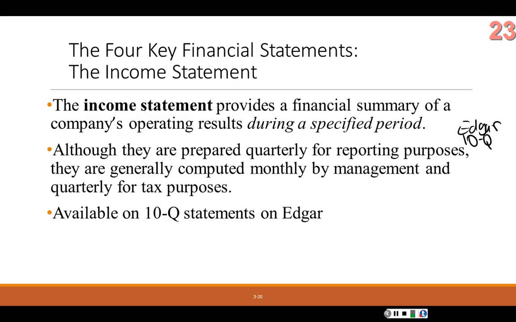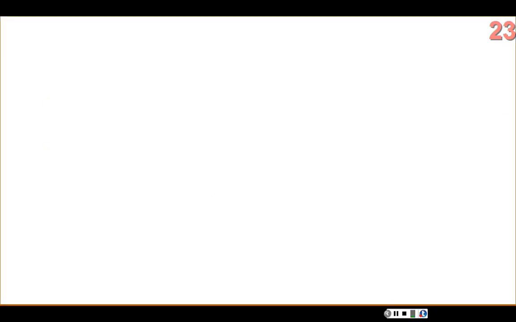So first we're going to look at the income statement, which asks, how well did my business do during this period? The income statement starts with revenue. This is any money that's brought in by the company, in the sale of goods or services.